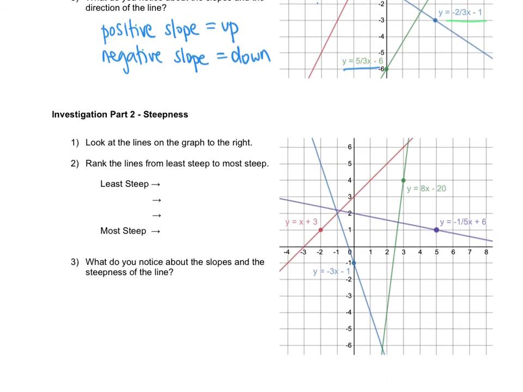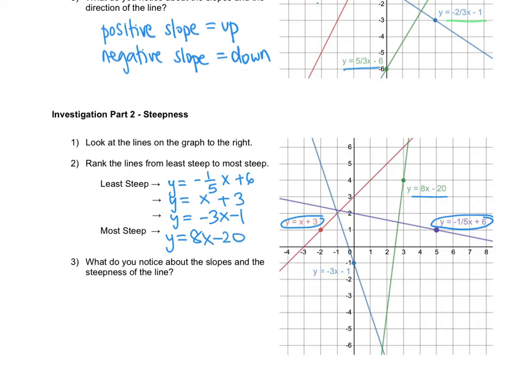So we're going to rank these lines from least steep to most steep. The least steep line, or the flattest line, is probably the purple one. So y equals negative 1 over 5x plus 6. Next, after that, it would probably be the blue or the red line, and I'm thinking that the red one is less steep. So y equals x plus 3. Next, that blue one, negative 3x minus 1. And then the most steep is definitely y equals 8x minus 20.